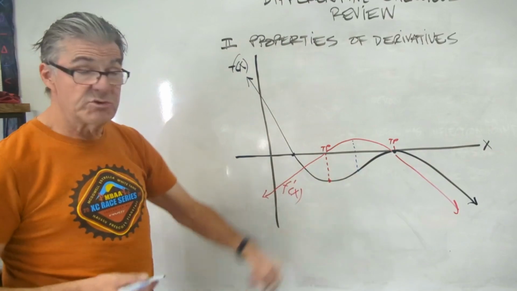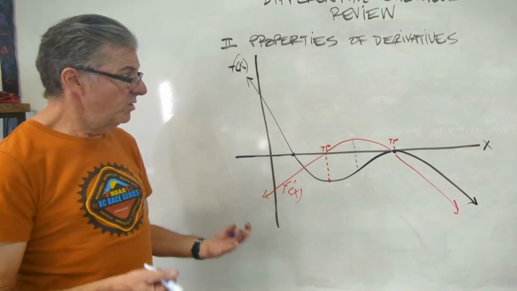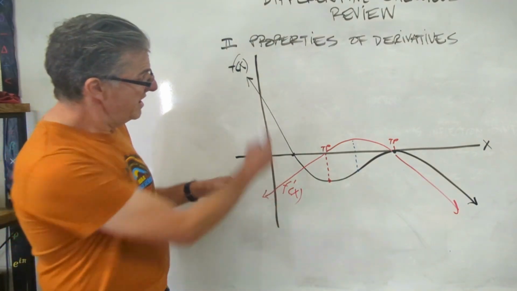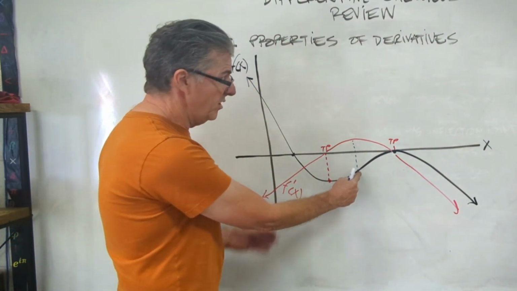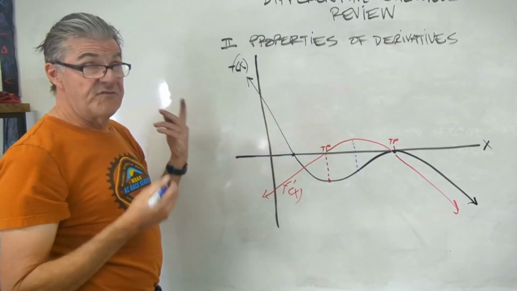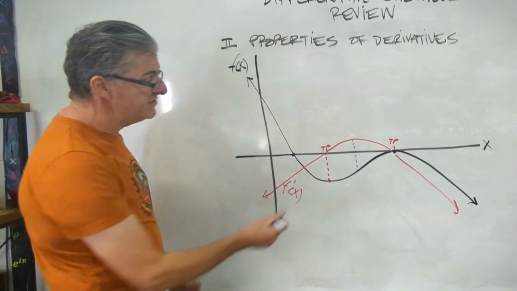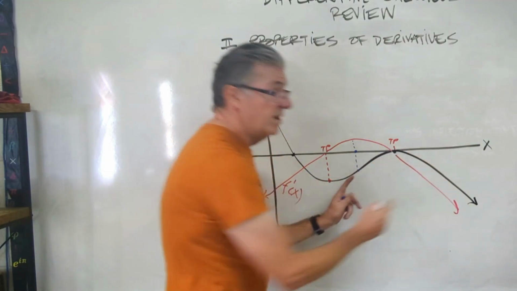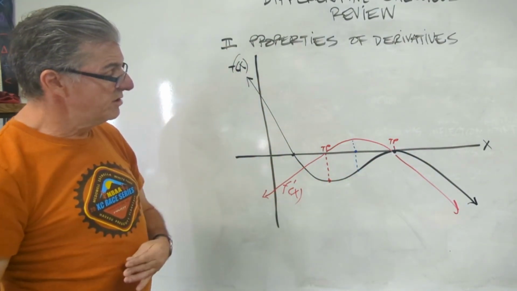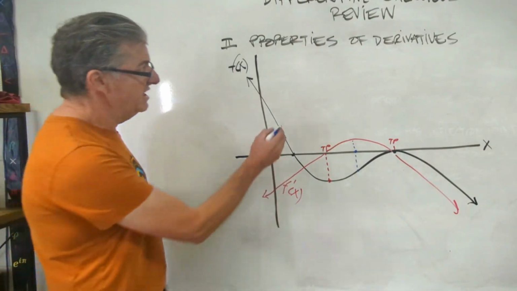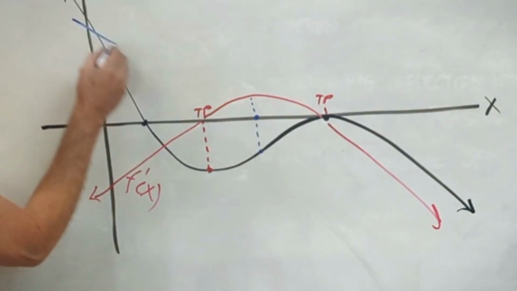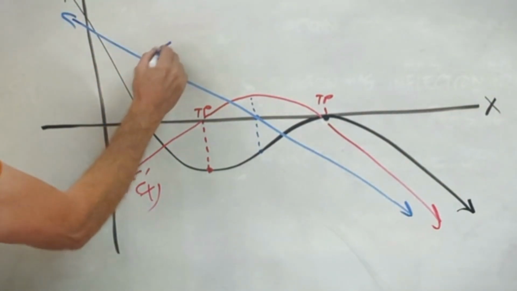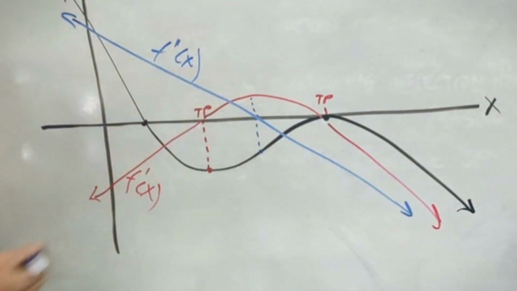So the second derivative is positive when we're concave up and negative when we're concave down. So here, until this inflection point, we are concave up. So the second derivative is going to be positive until this point, and then we're in this part of the curve where it's concave down. So the second derivative is going to go from positive to negative. So it's going to look something like this. Okay? And this would be f double prime of x.